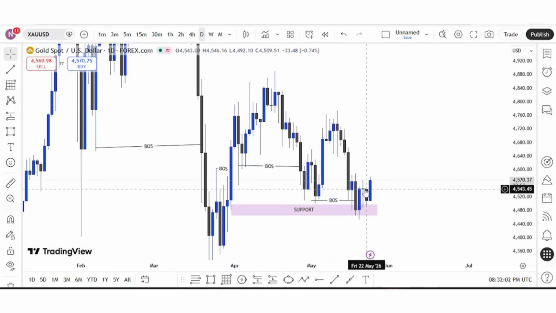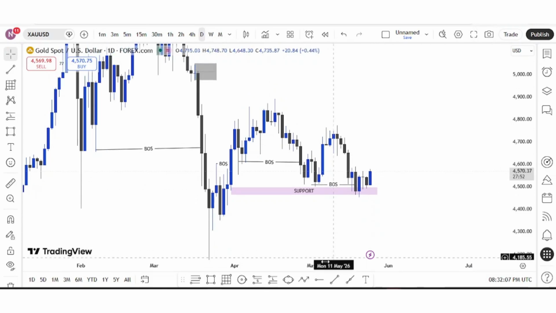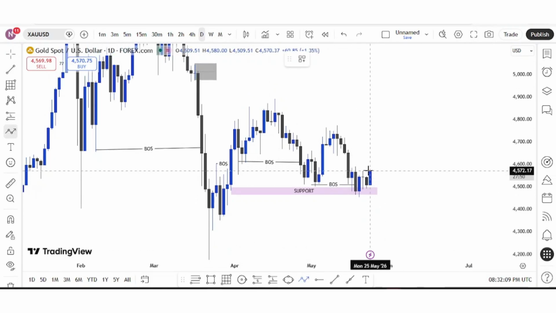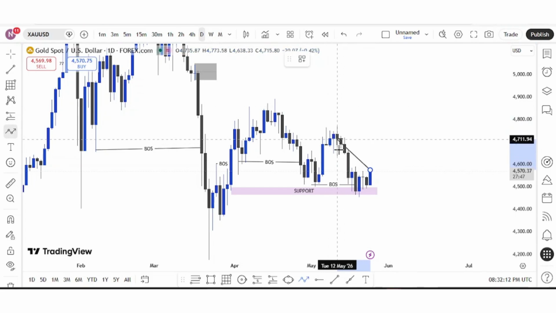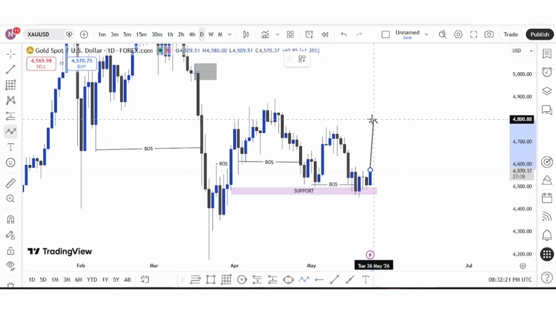We can see this candlestick formation here from the daily time frame, which means that there is a high probability of price violating this high here. There's a high probability of price violating this high here, giving us a change of character.